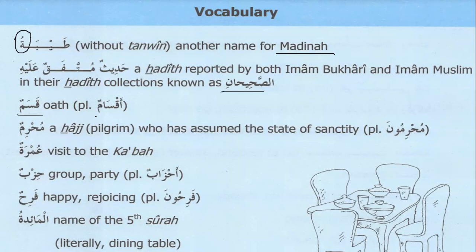Qasaman, and the plural is aqsamun, oath. When we talk about the section, we say qismun aila, family section. So for the section, we use the word qismun, but for the oath, it is qasamun, and the plural is aqsamun on the pattern of af'alun. Muhrimun, a pilgrim. What about department?